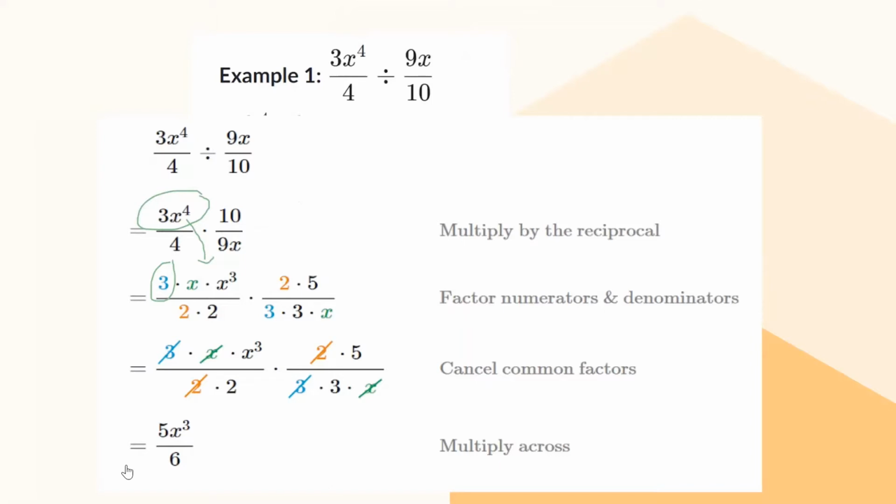And then for 4, I broke it down into 2 times 2. For 10, I broke it down into 2 times 5. For 9x, I broke it down into 3 times 3, because 3 and 3 are factors of 9, and I had the x right there.